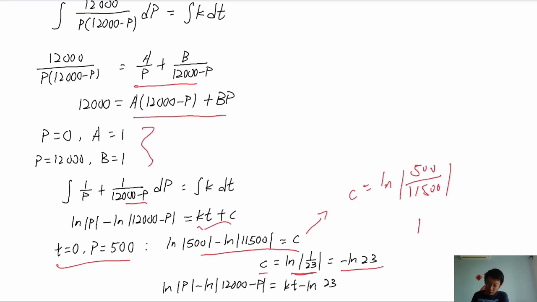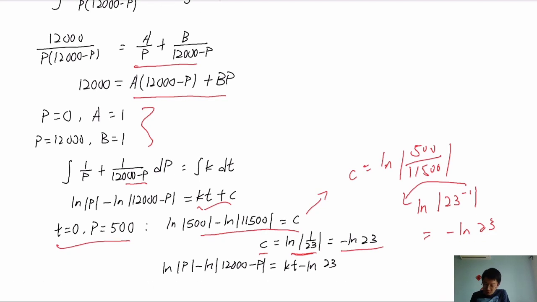In case you forgot why it is like this, 1/23 can also be written as ln 23 to the power of -1, and we can always move the power to the front. This is why we get negative ln 23, and then we can just throw away the modulus, because 23 is already a positive number. You can choose to use either ln 1/23 or negative ln 23. It's up to you, we will end up with the same result.